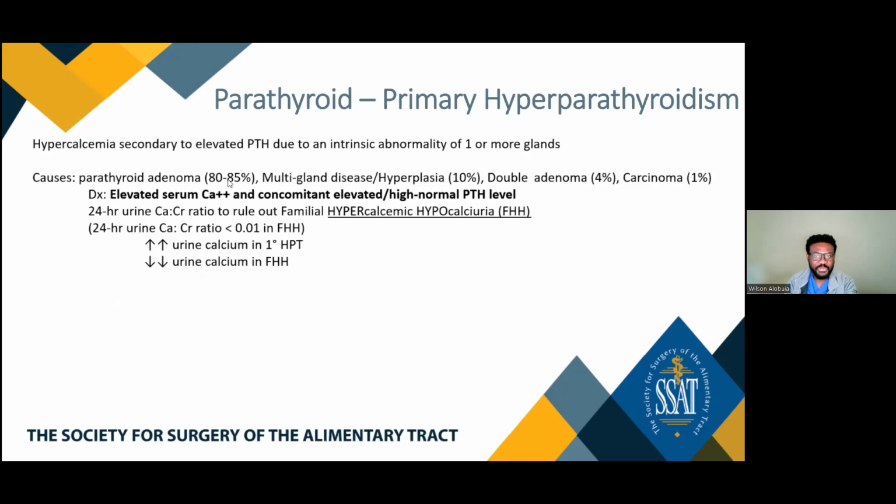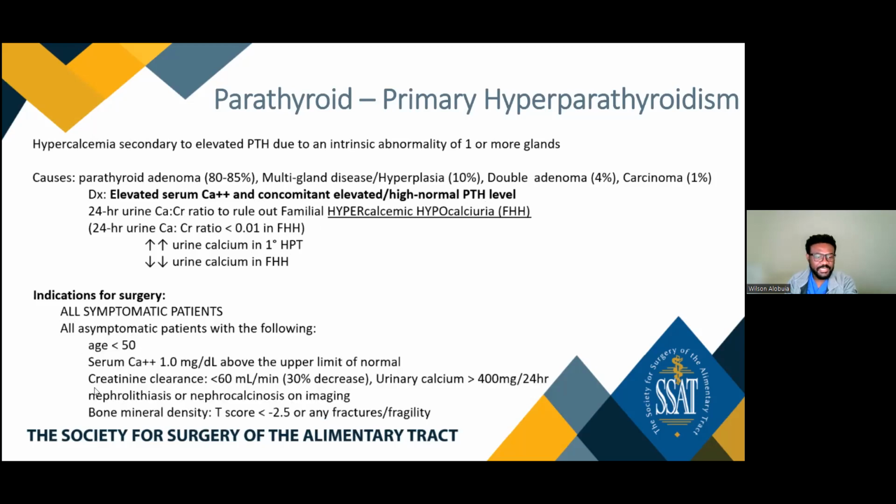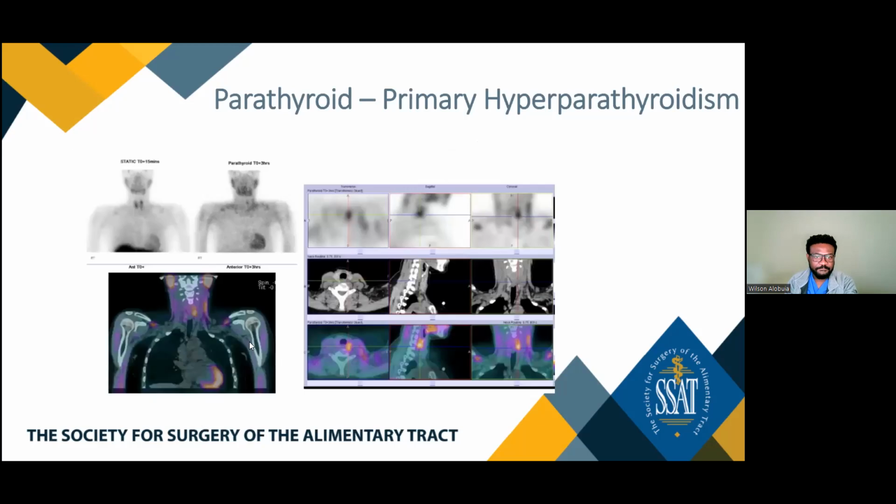One thing to remember here, when you're faced with a patient with primary hyperparathyroidism, always remember to rule out familial hypocalcemic hypocalciuria, because that's a genetic version that can present as a hyperparathyroidism. And that's what the question is going to be, looking to rule out familial hypocalcemic hypocalciuria. And then all symptomatic patients require surgery, and these are indications if they're not symptomatic, usually age-related, and if they have a T-score less than 2.5.